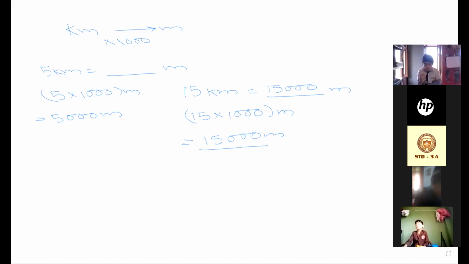I have written 96 meter is equal to 9600 centimeter. Yes. B, 27 meter is equal to 2700 centimeter. C will be 5 kilometers.